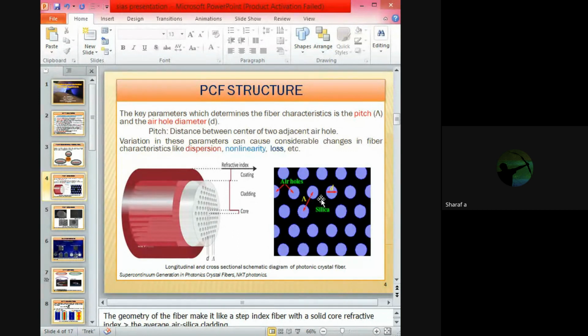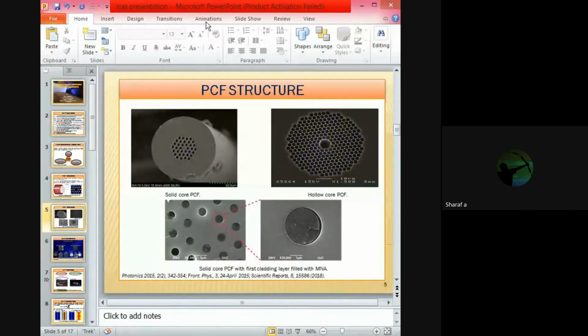Okay. And if you consider again the photonic crystal fiber, these are some images of manufactured photonic crystal fibers. As you can see, this is a solid core photonic crystal fiber, where the central core region is solid, but here we have the hollow core photonic crystal fiber, where the center region will be hollow. Okay, so their mechanism of pulse propagation or light propagation will be different.